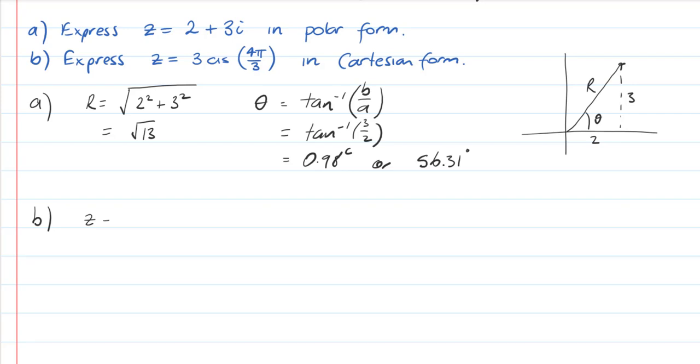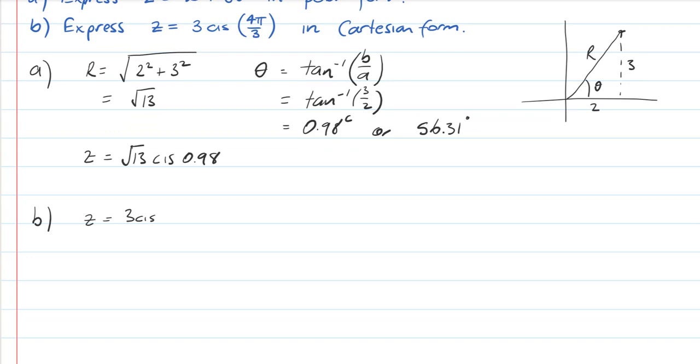So if we know that Z is equal to 3 cis, and of course I haven't actually finished A, so I should write down an A now. I'll just give myself a touch more space. A, Z now equals root 13 cis 0.98. That's my final answer. In B, Z is equal to 3 cis 4 pi on 3. I can evaluate this just by expanding. This is 3 cos 4 pi on 3 plus i sine 4 pi on 3.